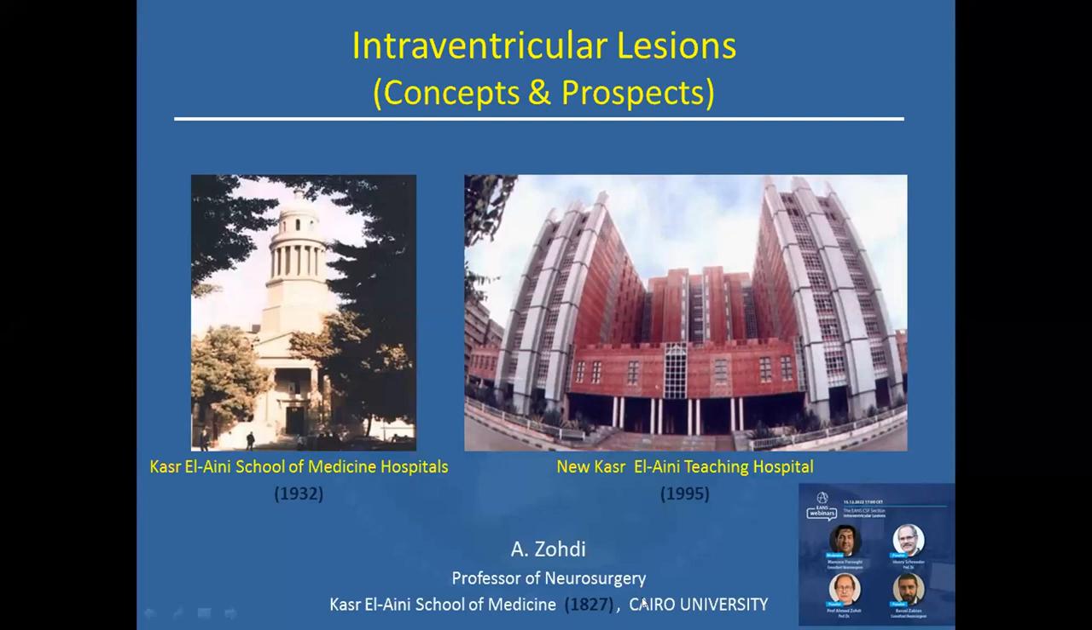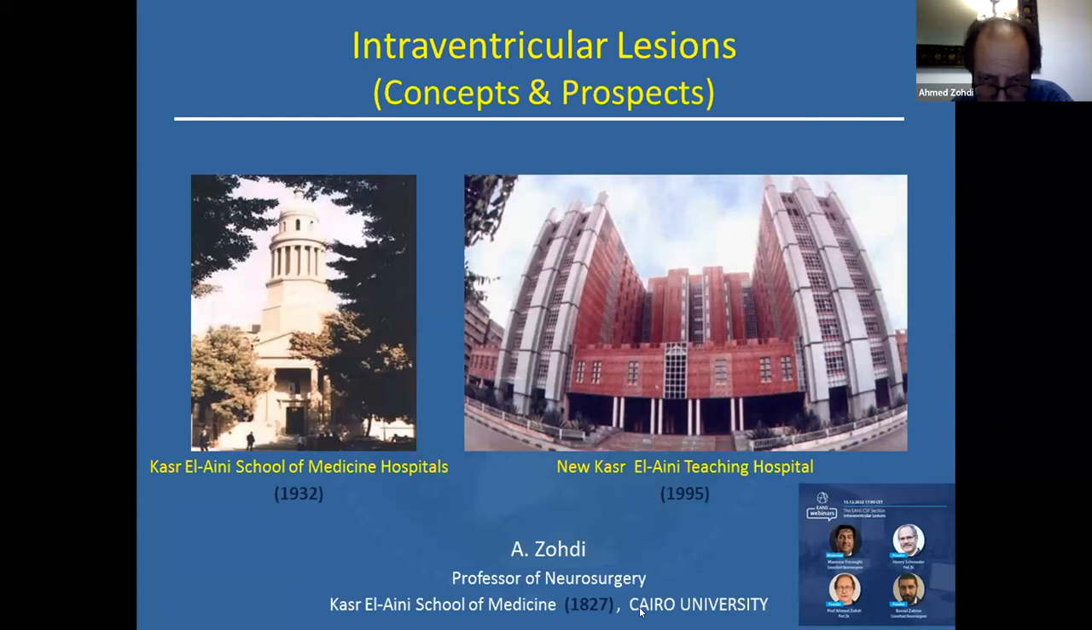I go back again and tell you just where I come from. This is the Cairo Faculty of Medicine, Qasr Al Ayn School of Medicine. We're going to celebrate 150 years in 5 years. These are the old buildings with the dome over the dean's office, built in 1932. These are the new buildings, 1995. The capacity of our hospitals is more than 5,000 beds.